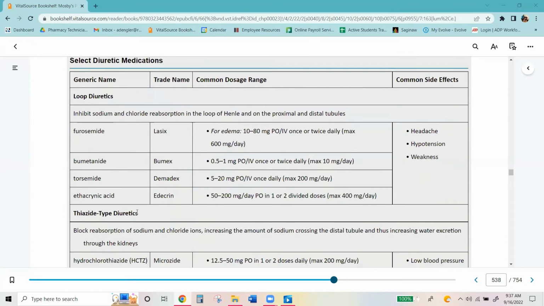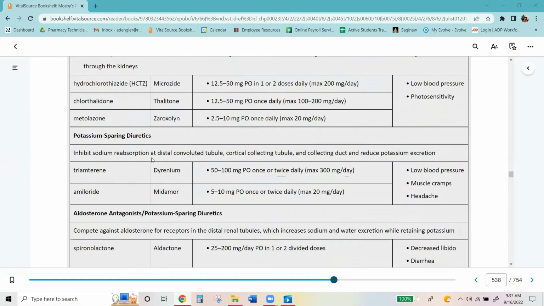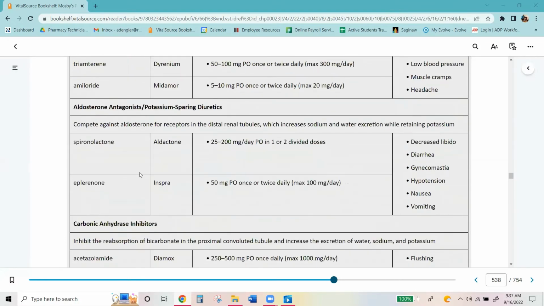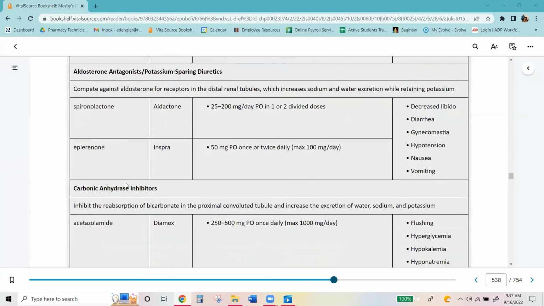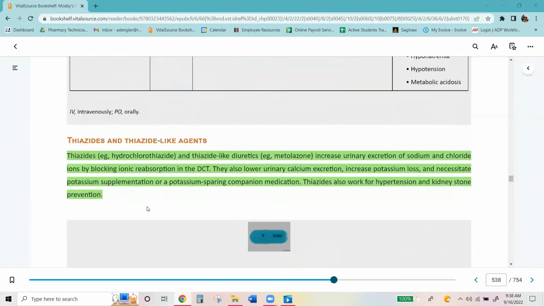For loop diuretics, we have furosemide, torsemide. For thiazide-type diuretics, we have hydrochlorothiazide, chlorthalidone, metolazone, and for potassium sparing, we have amiloride and triamterene. Aldosterone antagonists, potassium sparing diuretics, we have Aldactone and Inspra. And for carbonic anhydrase inhibitors, we have Diamox.